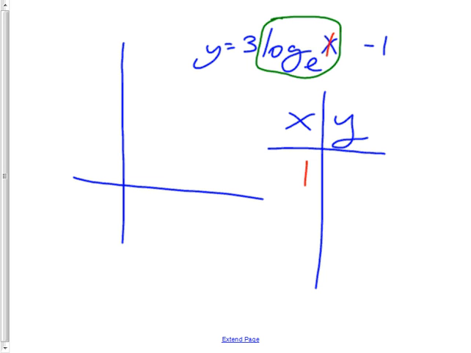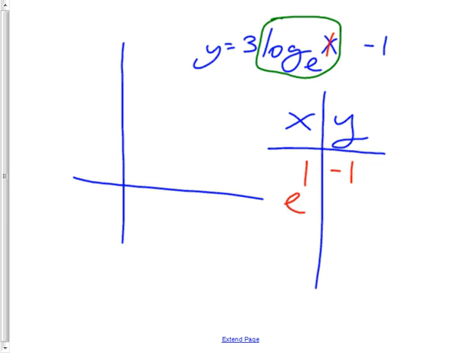So 3 times 0 is 0. Minus 1 is negative 1. Good. We found 1 point on our graph. Now give me the only other thing that would work nice. Yeah, E, or 2.718. Some kids are going to write E. Some kids are going to write 2.718. It's the same thing. One's rounded a little bit, I guess.